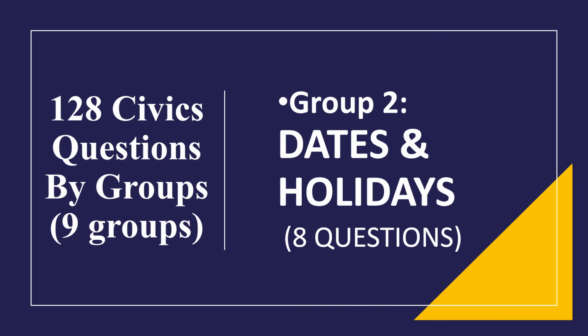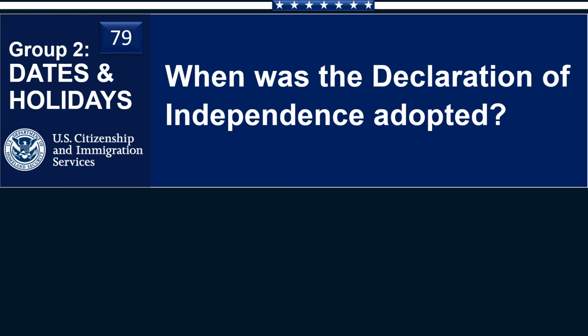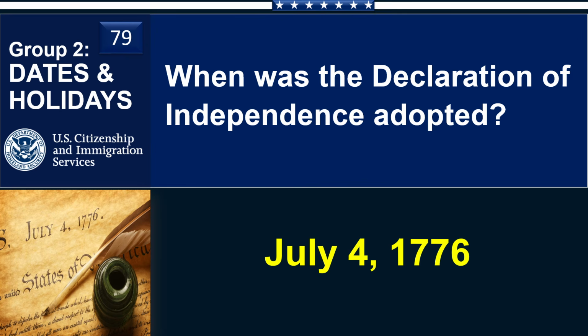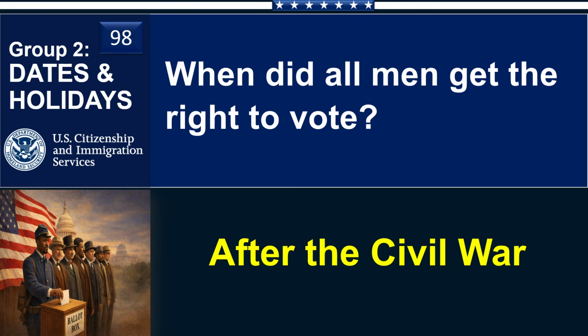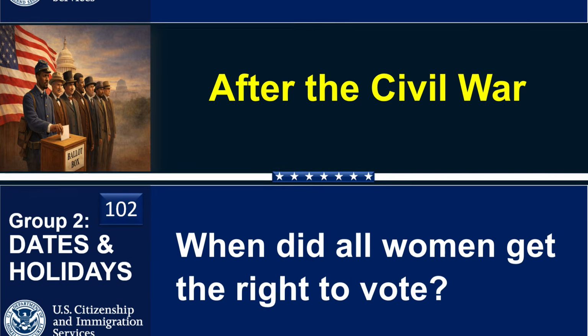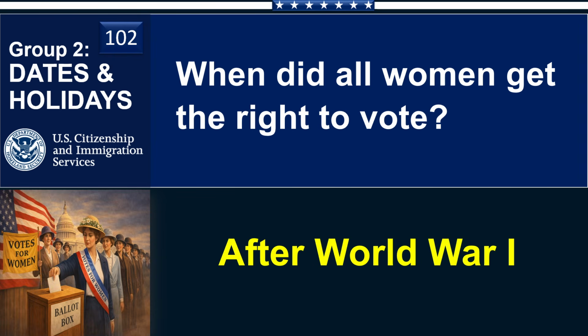Group 2. Dates and holidays. When was the Declaration of Independence adopted? July 4th, 1776. When did all men get the right to vote? After the Civil War. When did all women get the right to vote? After World War I.